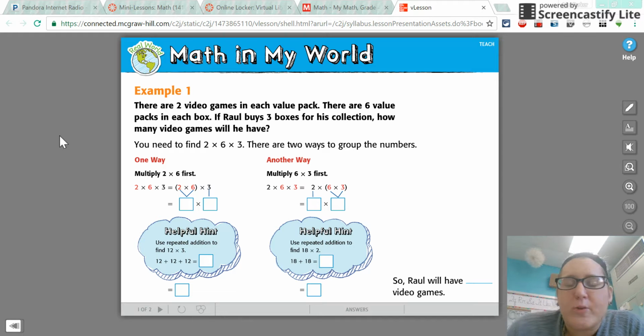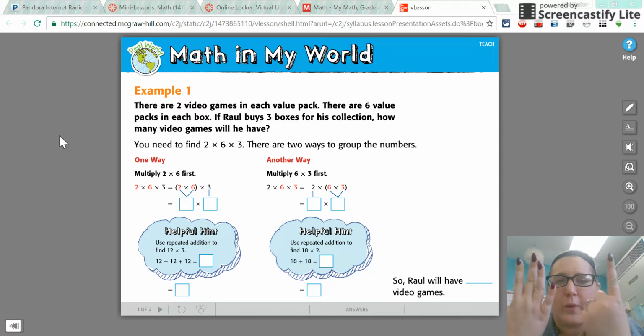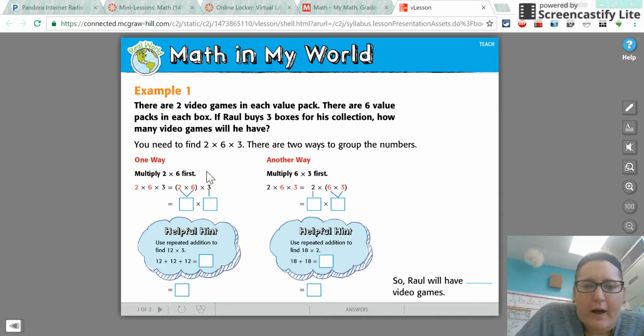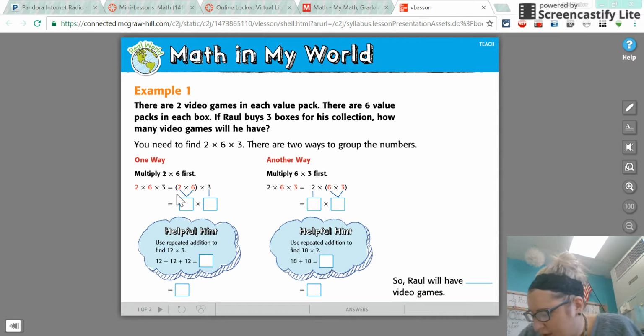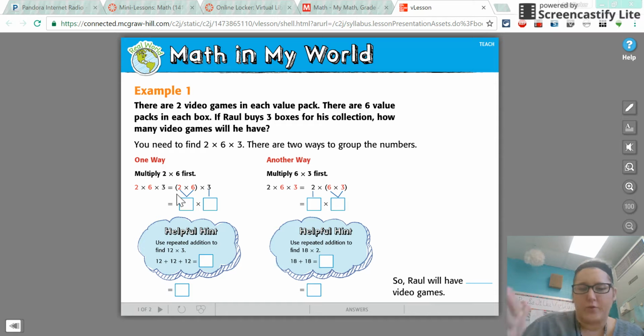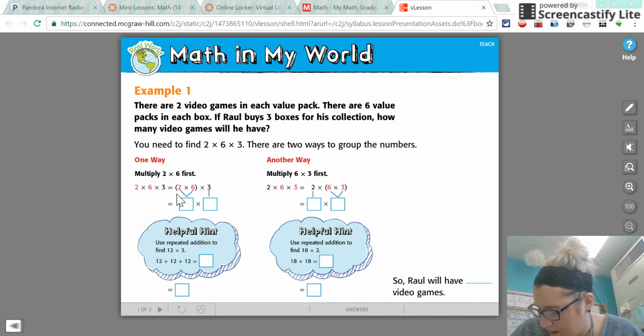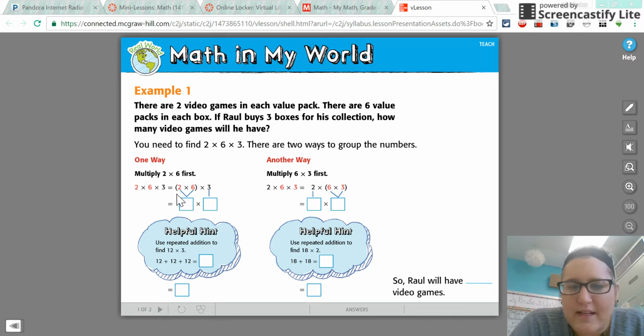When we multiply by 2s, I just want you to count by 2s. 2, 4, 6, 8, 10, 12. So 2 times 6 is 12. You're going to write that in this box right here. Then we have 12 times 3. Look at that helpful hint there. If you're not super comfortable with multiplication, I want you to use repeated addition to find 12 times 3. That's just going to be 12 plus 12 plus 12. So 2 plus 2 plus 2 is 2, 4, 6. And then 1 plus 1 plus 1, that's going to be 3. Your answer is going to be 36.